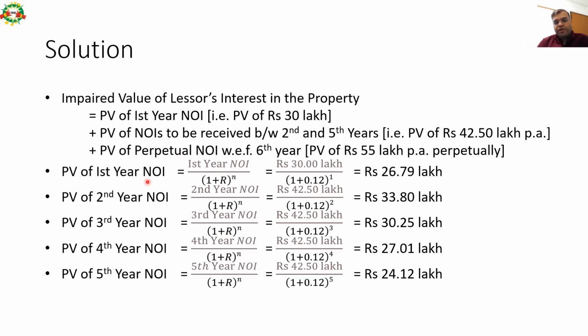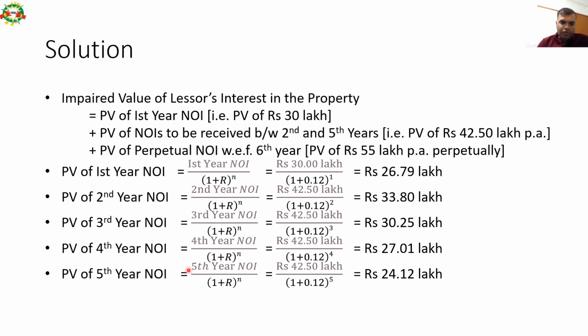So present value of first year NOI is equal to first year NOI divided by 1 plus R raised to power n. This is the formula for calculating the capitalized value or present value of a single cash flow. So 30 lakh rupees divided by 1.12 is equal to 26.79 lakh.